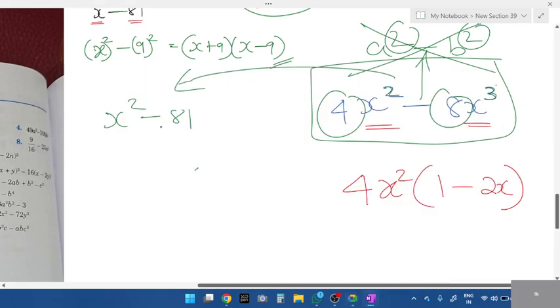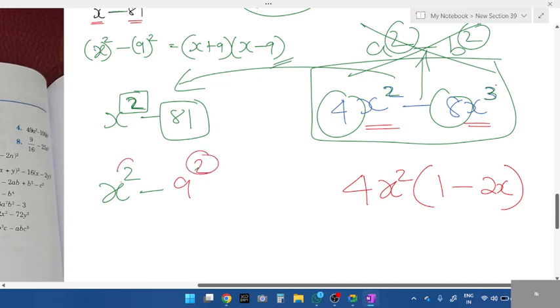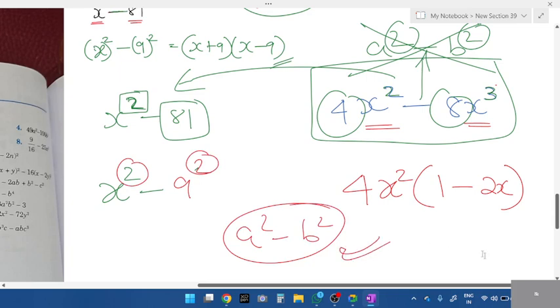Back to this question. Even this question has two terms. What is the rule we have to follow? Two terms. What is the degree here? 2. Check 81. Is it a perfect square number? Yes, it is a perfect square. Convert it into 9 square. Now, both have the degree 2. You can follow the a square minus b square rule. This is how you solve.